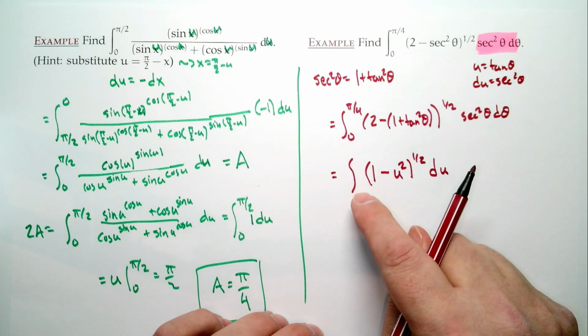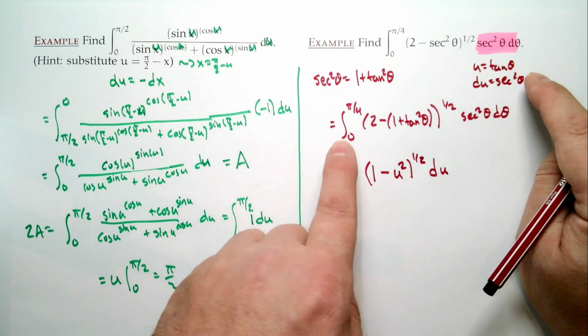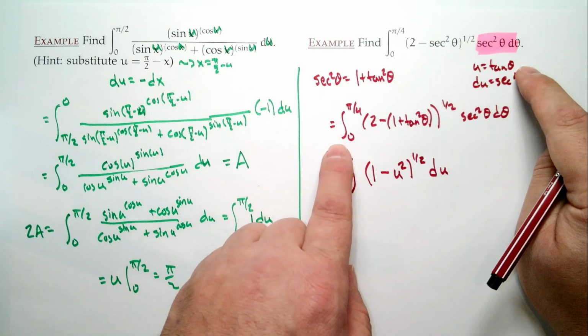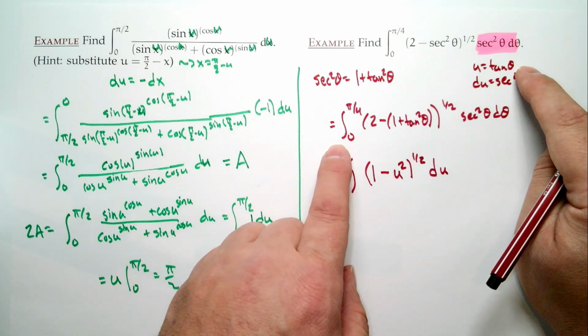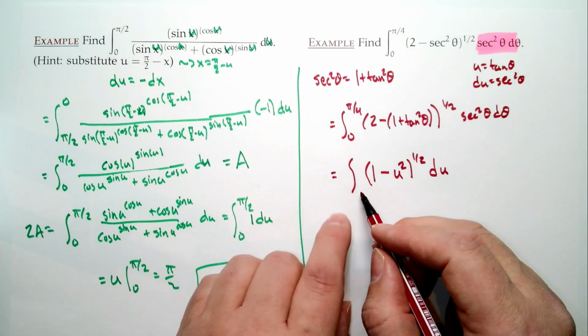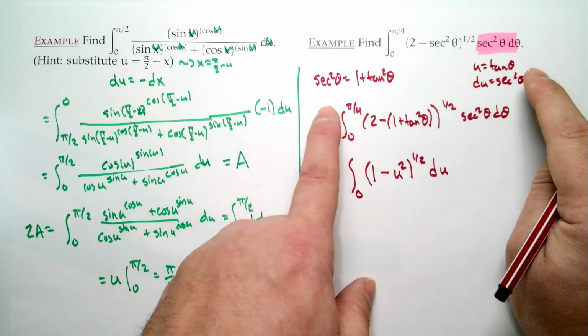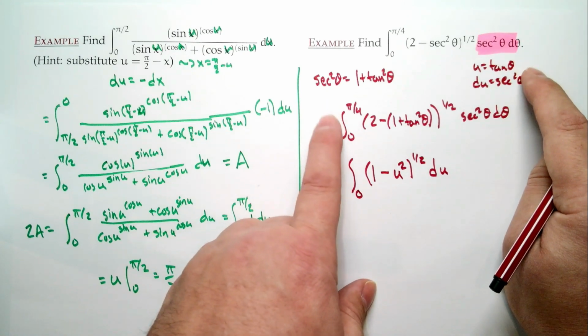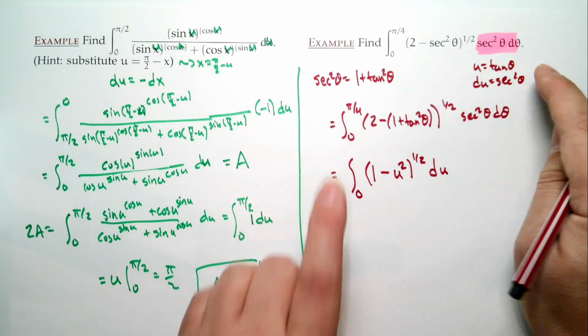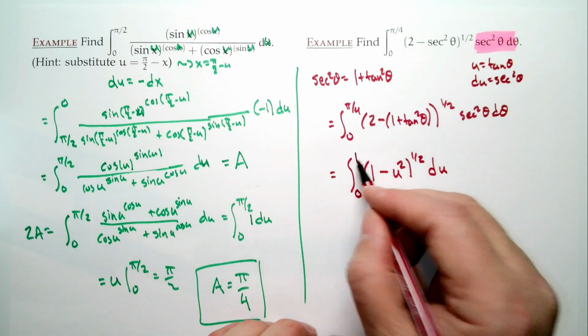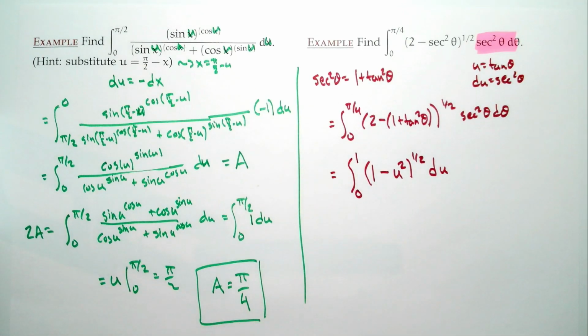And now the bounds. Okay, so let's update our bounds. Theta equals 0, tangent of theta will be 0. Sorry, theta equals pi over 4, u will be 1. Tangent of pi over 4 is 1. All right, at least it looks nicer. 0 to 1 of (1 minus u squared) to the 1/2.